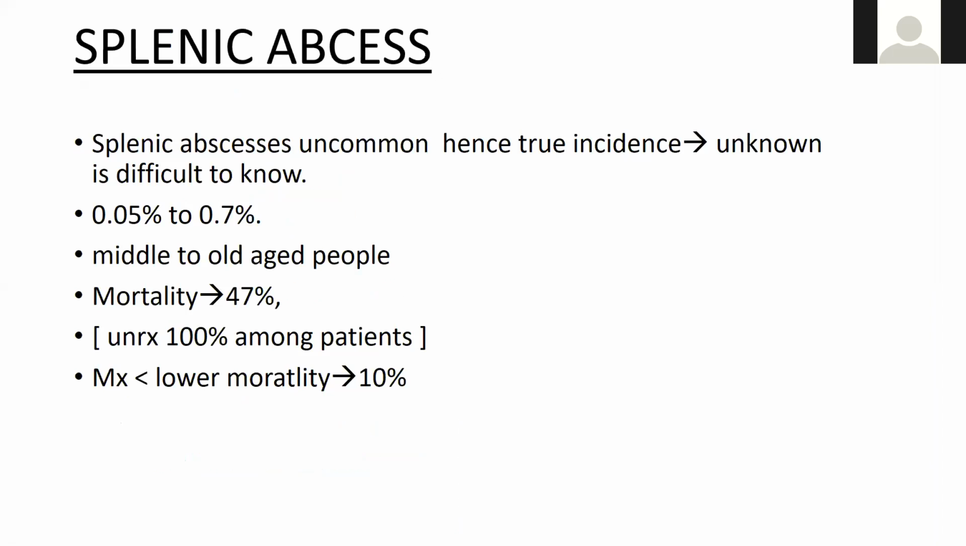So splenic abscesses are a very uncommon pathology. The incidence is still not known because not a lot of cases have been recorded. Some literature puts it at about 0.5 to 0.7, and it usually occurs in a bimodal distribution: those in the middle age category, 30 to 40 years old, and those in about the 6th decade of life. It's important to recognize splenic abscesses because they carry a high mortality, up to 47%, and 100% in patients who are not treated, especially with antibiotics.